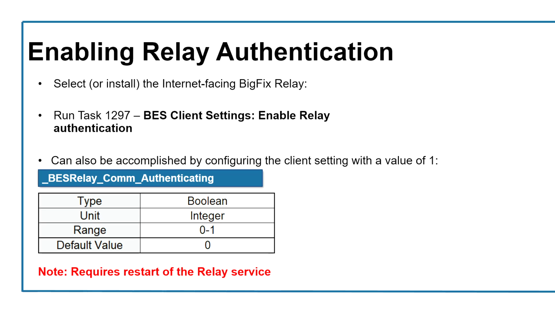Configuring a relay to perform client authentication is as easy as running a task from the BigFix console to enable the option. This can also be done by adding this client setting to the relay and setting its value to 1. A restart of the relay service is required after the option is set.